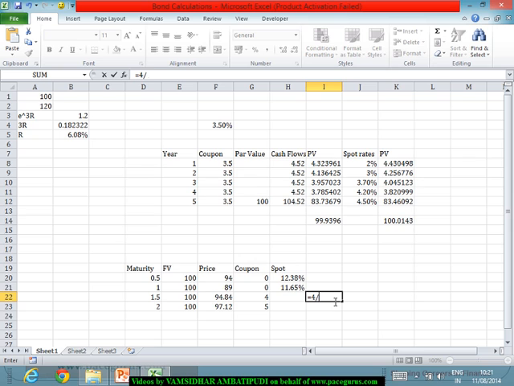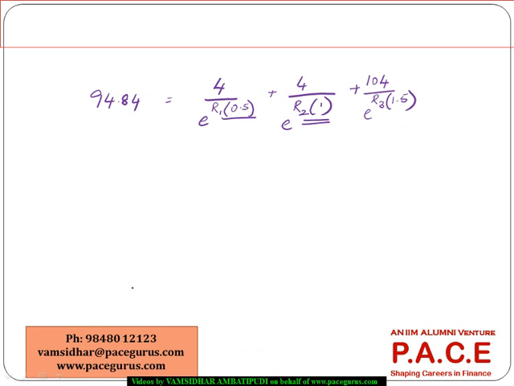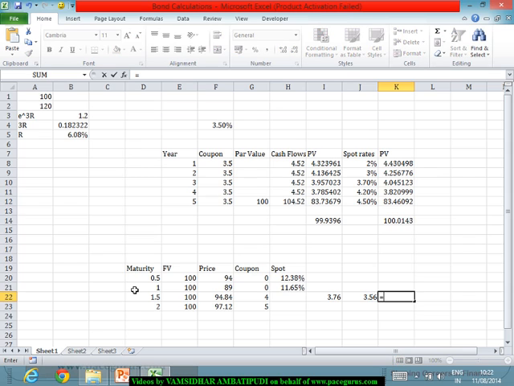So the first one I'll take as 4 divided by e to the power of R, which is the 6-month rate multiplied by 6 months. So that is the present value. And the other present value is 4 divided by e to the power of this multiplied by 1. So these are the present values of the first two. So I subtract those two from 94.84, which is working out to 94.84 minus this minus this.